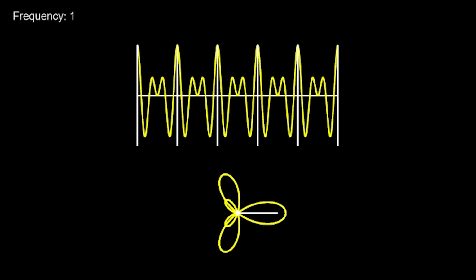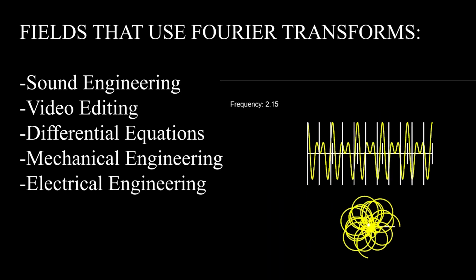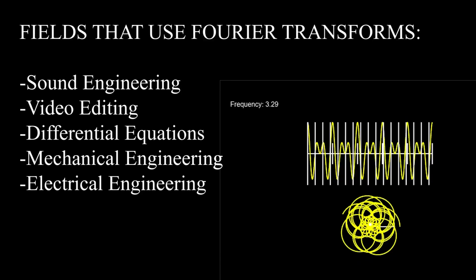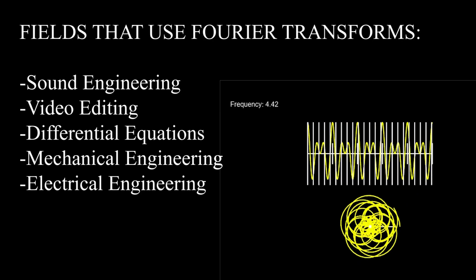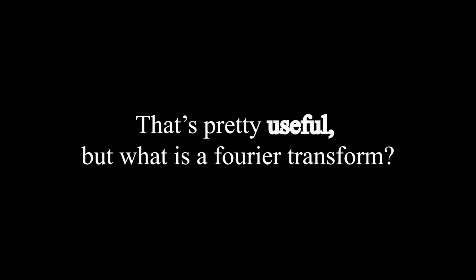Fourier transforms are an incredibly important part of mathematics and are used in many different fields. One common use of them is in eliminating unwanted noise. That's pretty useful, but what is a Fourier transform?